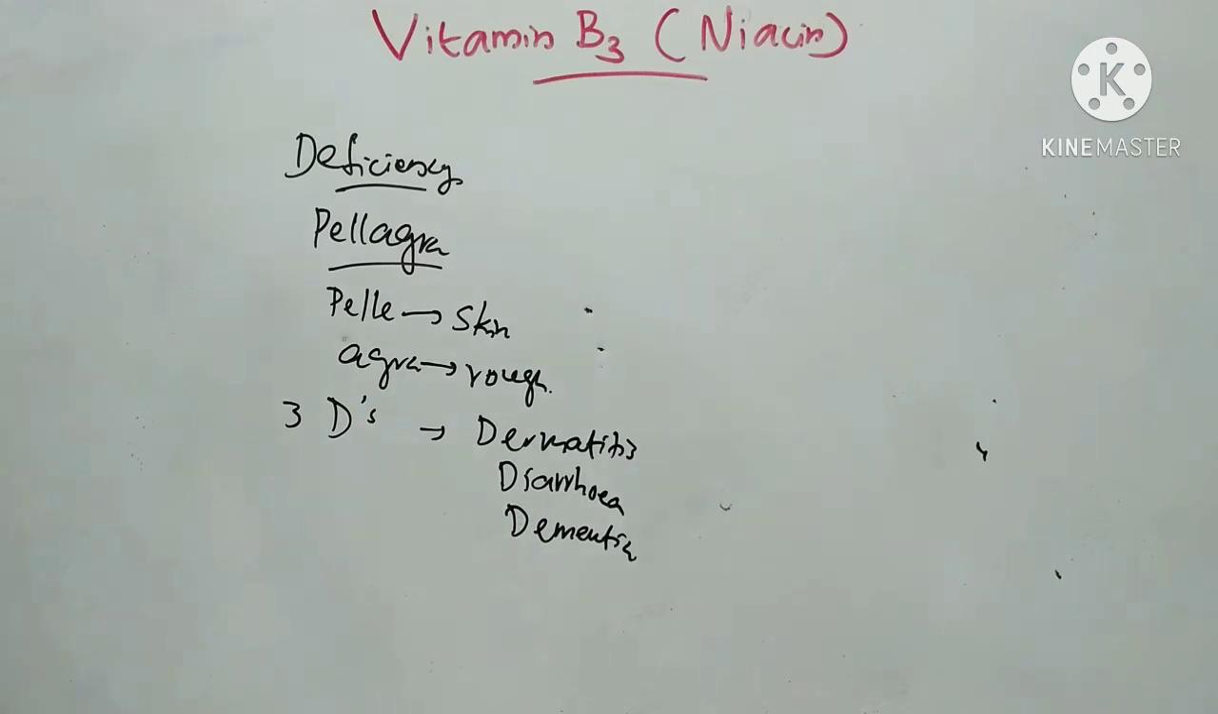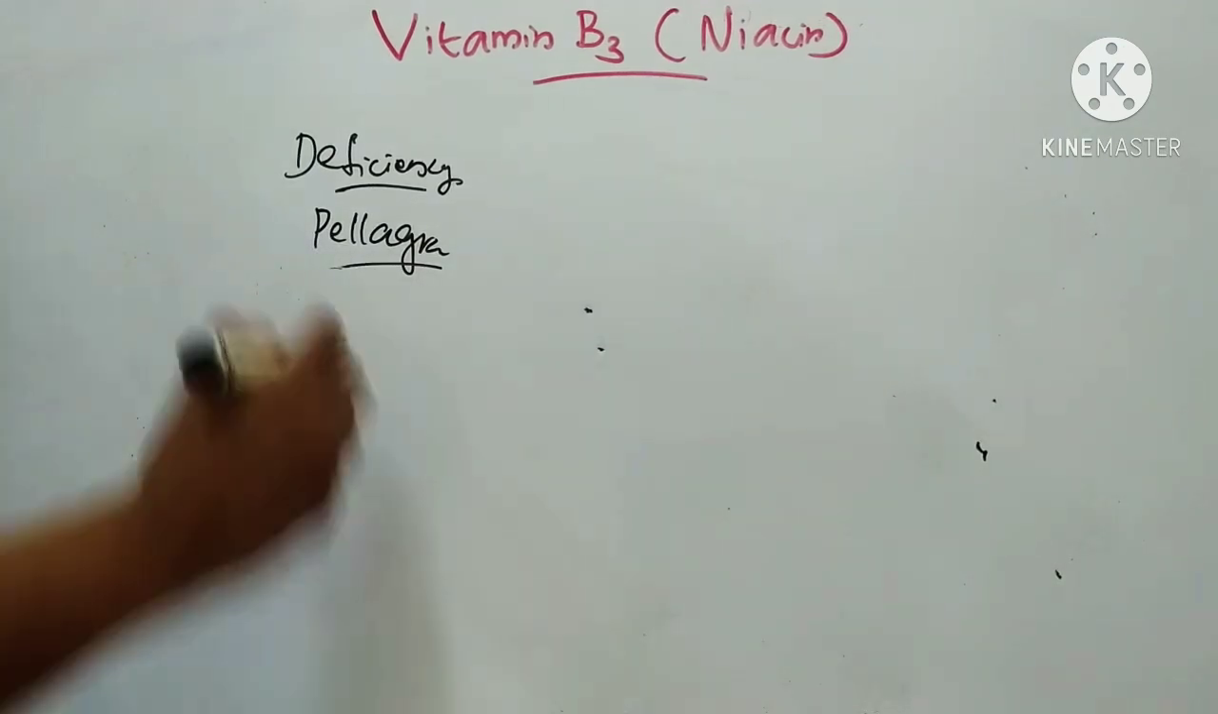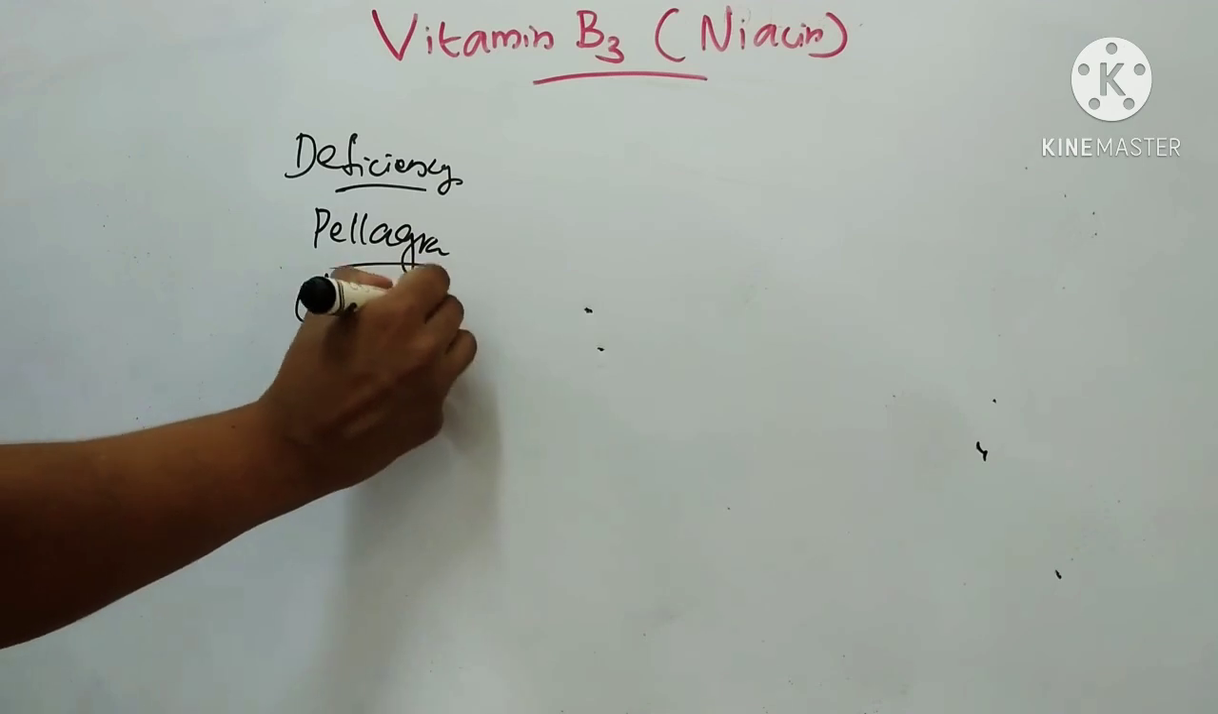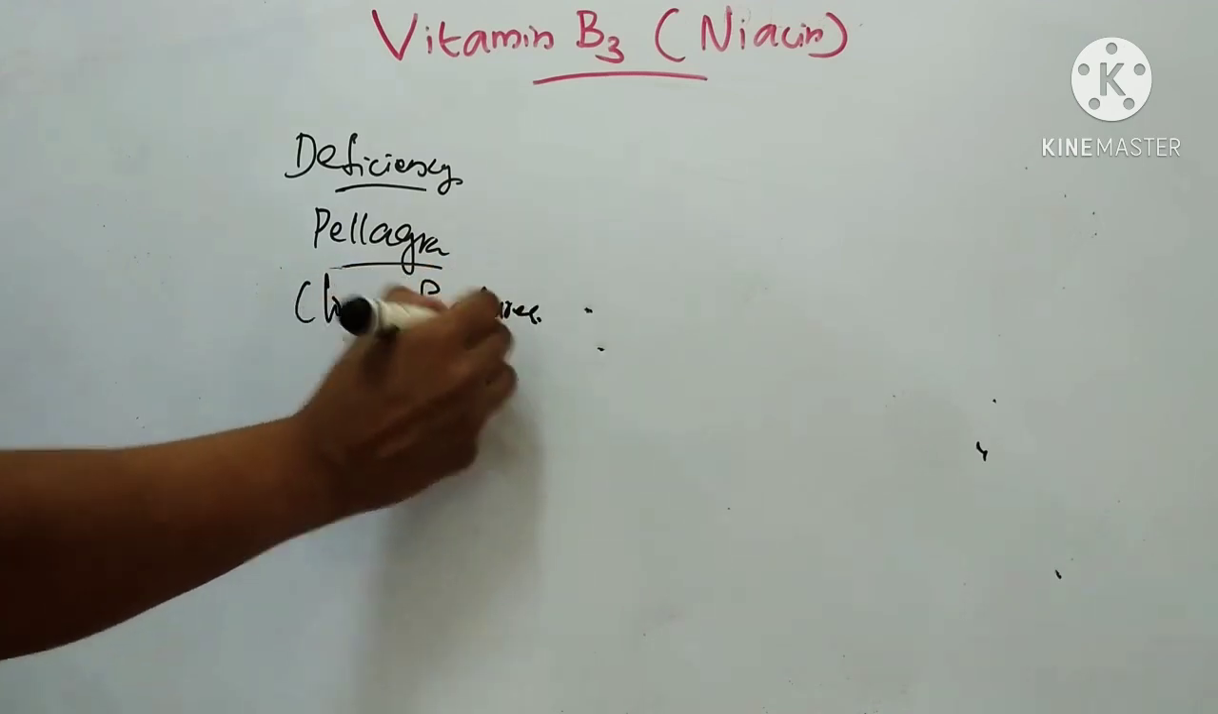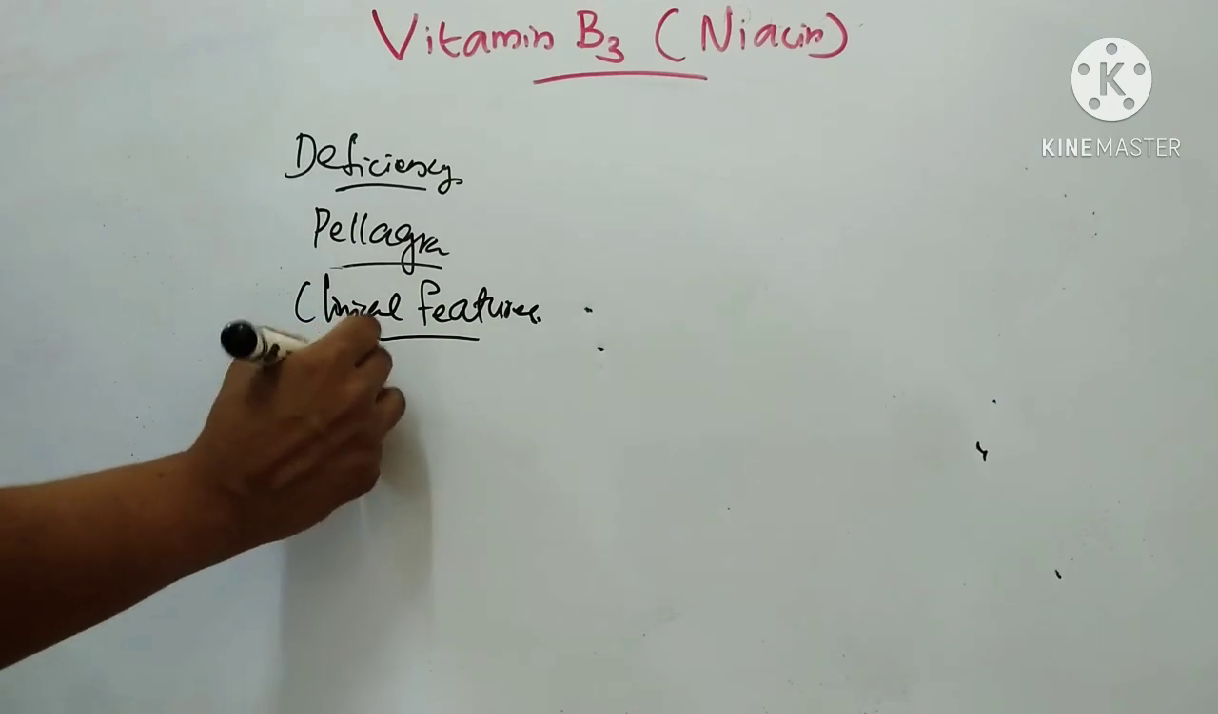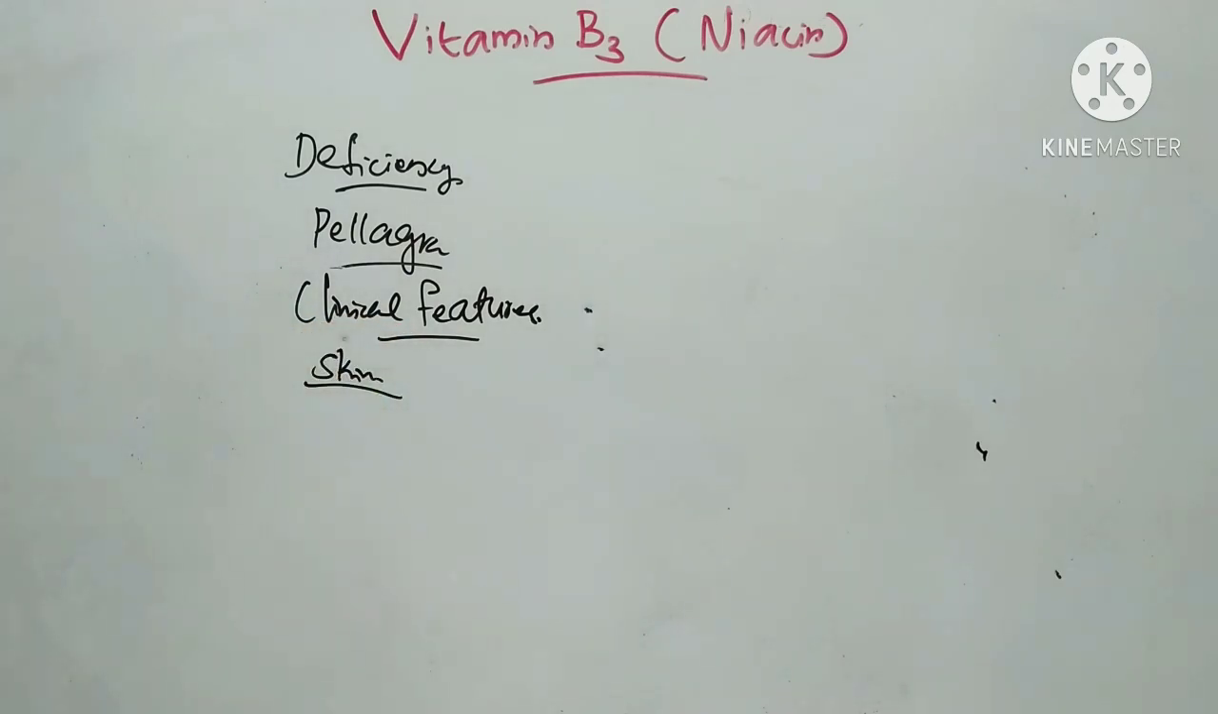Then clinical features of pellagra. In the case of skin, lesions typically involve areas of skin exposed to sunlight and subjected to pressure, heat or other types of trauma or irritation. These include the face, neck, dorsal surface of the wrist, then forearms, elbows, breast and perineum. The skin becomes reddened, later brown and then becomes thickened and scaly.